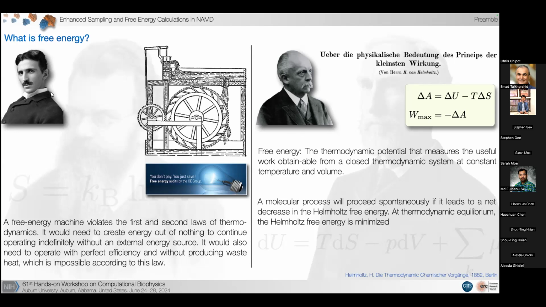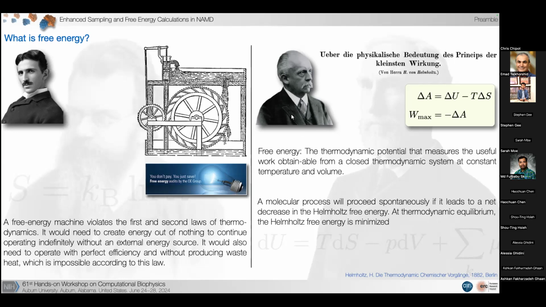On the left-hand side, this is Tesla, and this is Hermann Helmholtz. The free energy in the Helmholtz sense is the thermodynamic potential that measures the useful work obtainable from a closed thermodynamic system at constant temperature and volume. And of course, there is the equivalent, this is Gibbs in the background, and the equivalent of the Helmholtz free energy would be a transformation done at constant pressure.